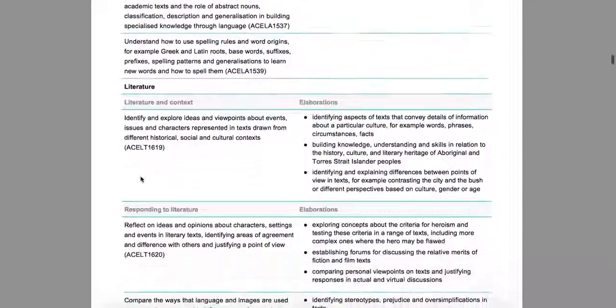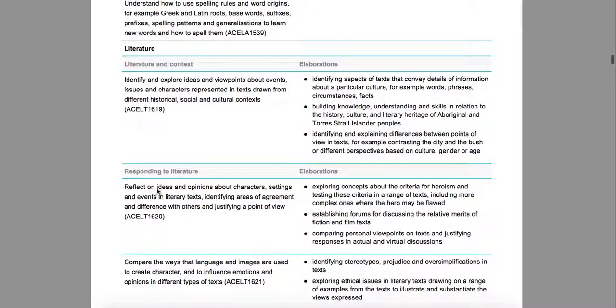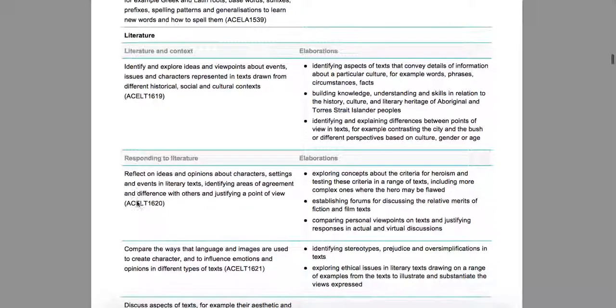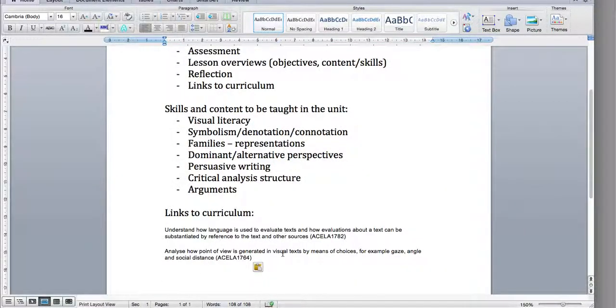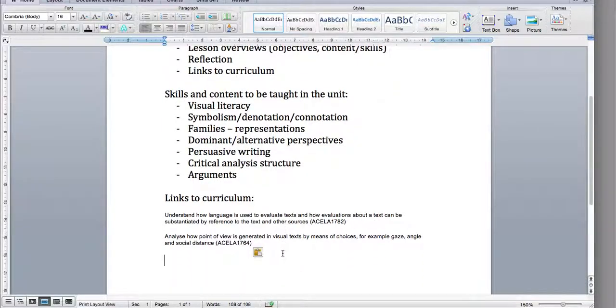Down in responding to literature. Reflect on ideas and opinions about characters and so on, justifying point of view. Okay, so remember that for your assessment, you're finding around about 5 content descriptors for each strand. So 5 for language, 5 for literature, and 5 for literacy. So you're going to have around about 15 content descriptors. So you just make a list of those.